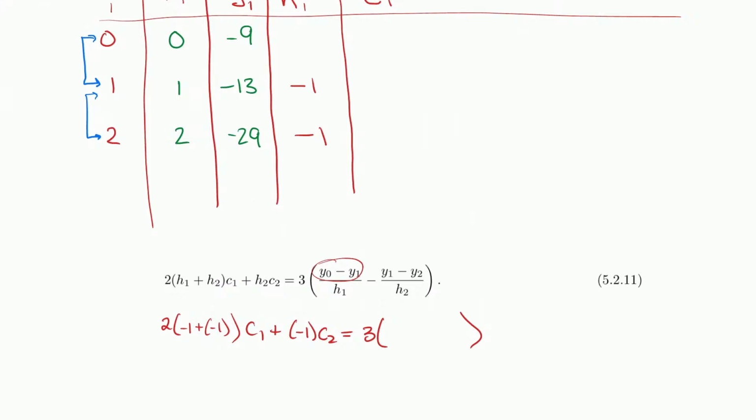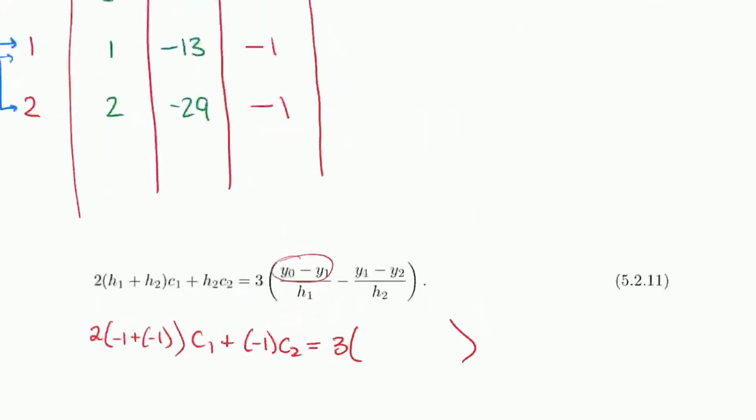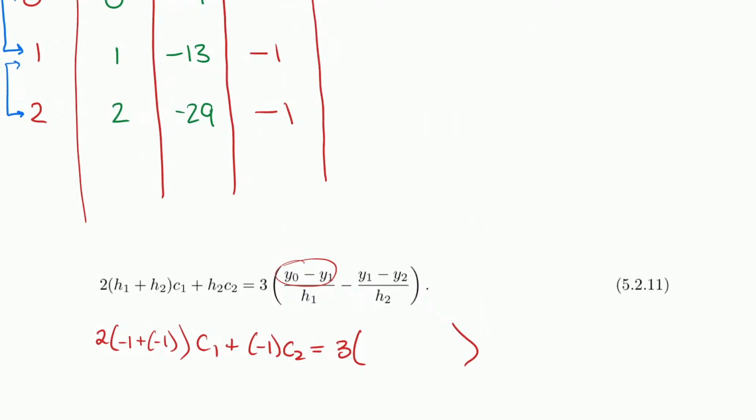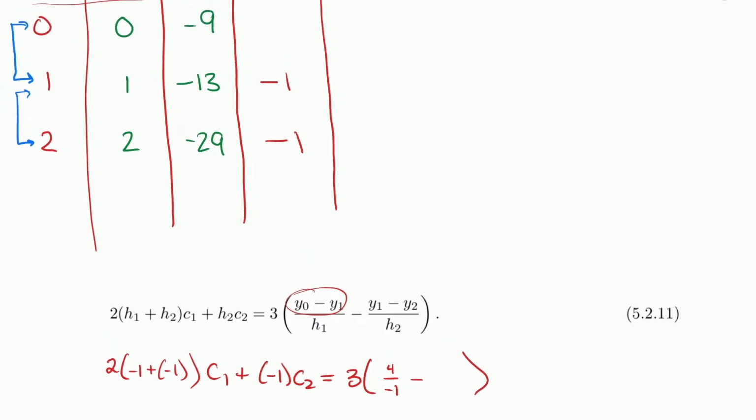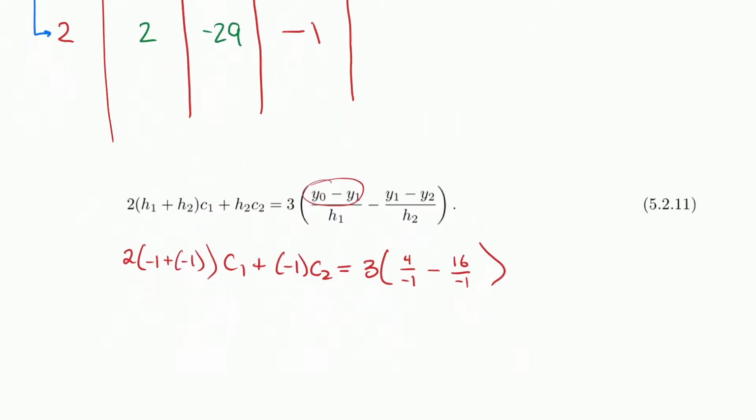So the first one is gonna be 13 minus 9, wait, negative 13, all these negatives. Negative 9 minus negative 13 is positive 4 over negative 1. And then the next one, negative 13 minus negative 29, which is positive 16 over negative 1. All right, there we go. Okay, let me just clean this up.